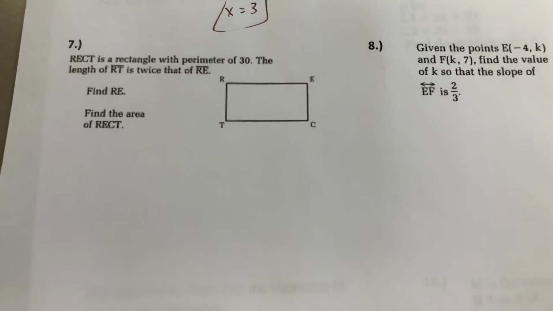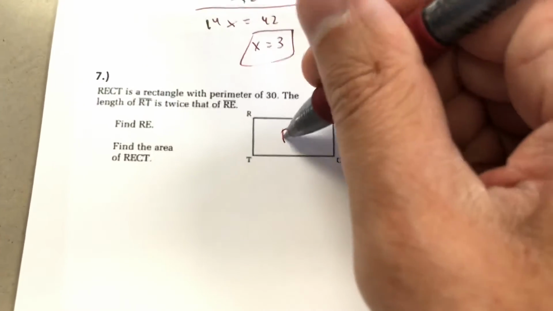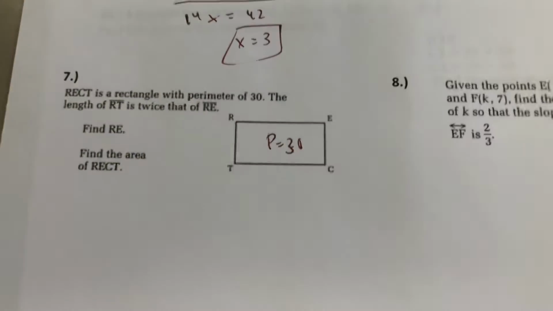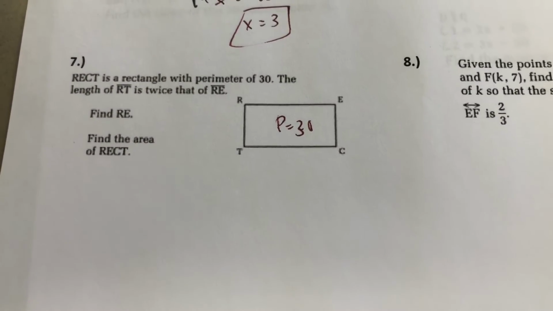It's a perimeter of 30. The length of RT is twice that of RE.